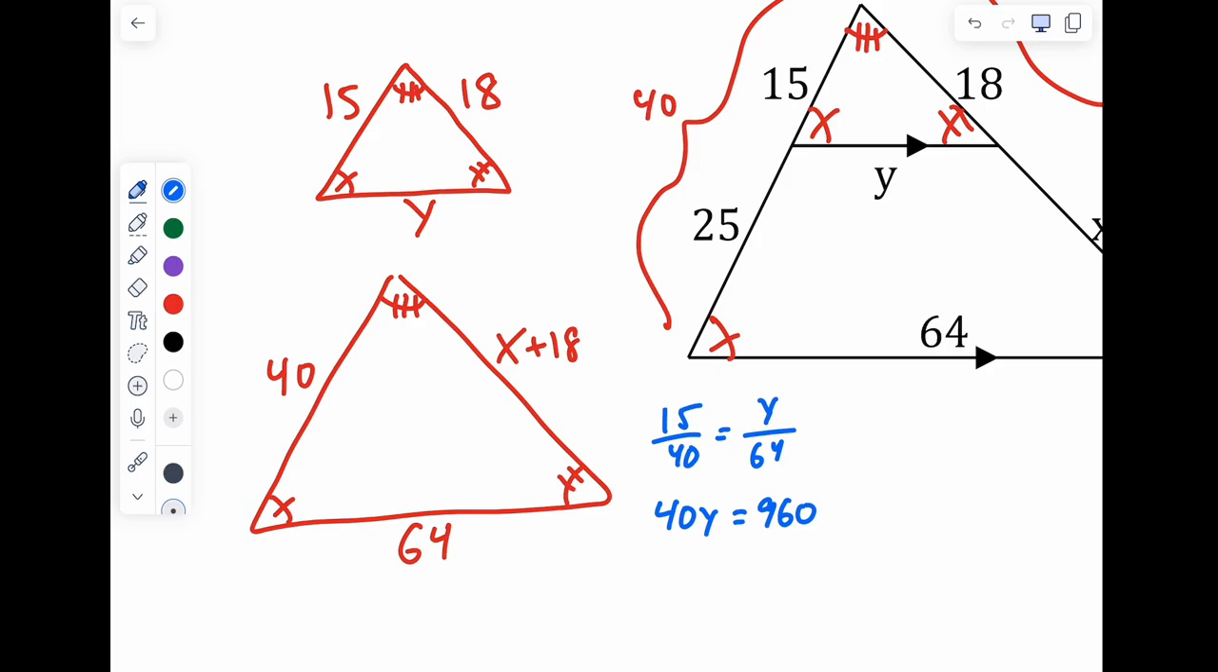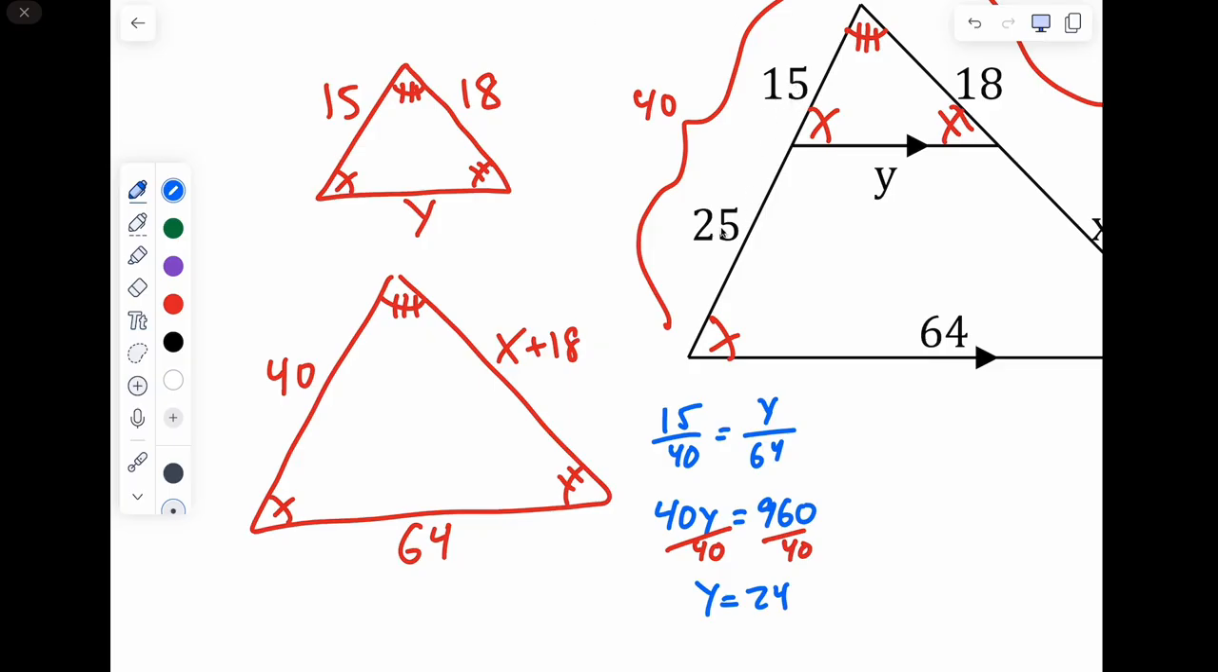Now these don't always come out to be whole numbers. So if you do get a decimal, I would not assume that that is wrong. But I know my answer has to be less than 64 because it's a smaller triangle. So I get this.